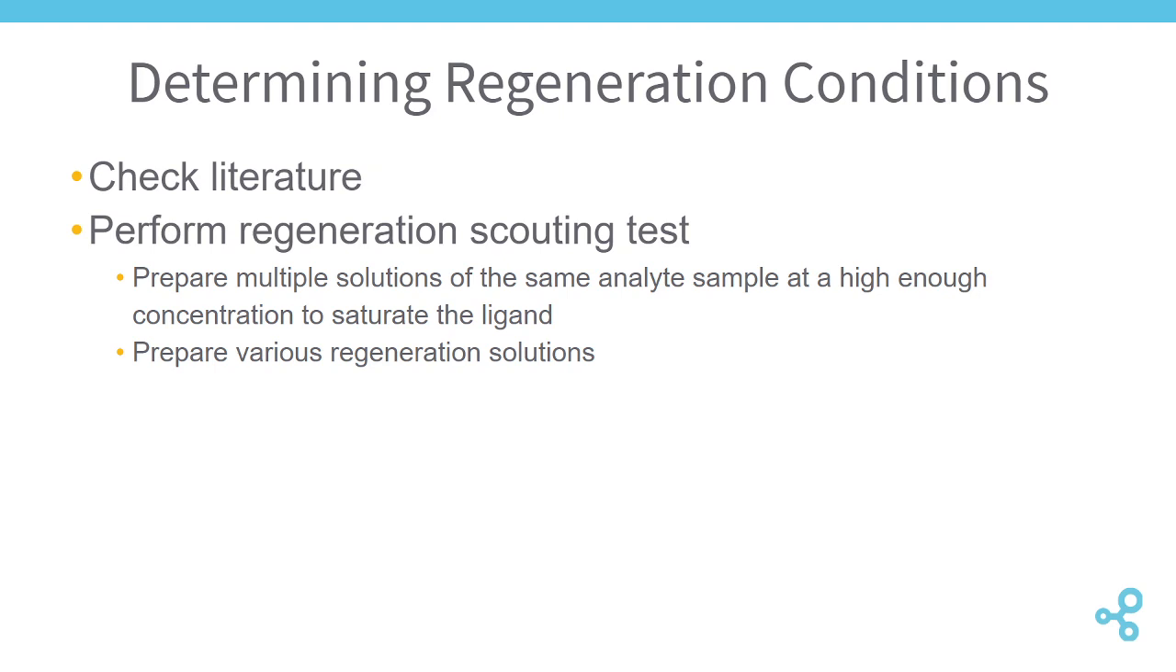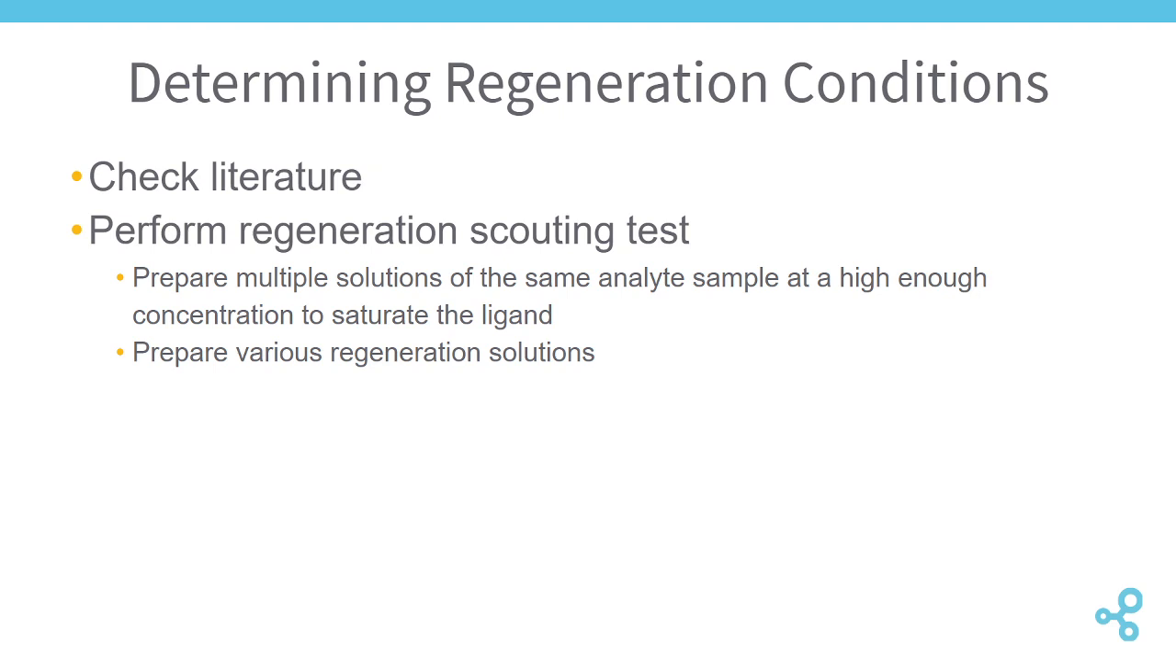So again, if we know that at 100 nanomolar we have a nice response curve when we interact with our ligand, we'll prepare multiple samples of that. I like to use 5 samples so I can try 5 different regeneration conditions. So in our case here, each sample that we inject is 200 microliters. I would make 1 milliliter of that concentration of analyte. That way I know I have 5 identical analyte samples. And then I'll prepare various regeneration solutions.